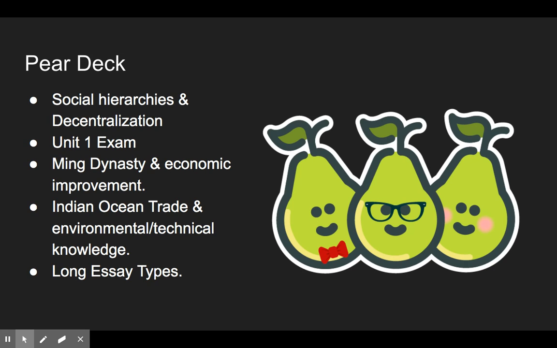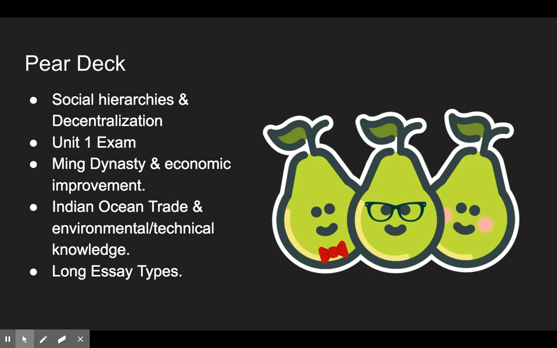We had a pair deck during the week that focused on a number of different items, including social hierarchies and decentralization in medieval Europe. I received some feedback on the Unit 1 exam and how the Unit 2 exam might go better, and some of the things that were successful with the Unit 1 exam. We also talked about the Ming Dynasty and economic improvement. Remember that the advent of paper money and also the agricultural improvements under the Ming Dynasty led to economic improvement as well.